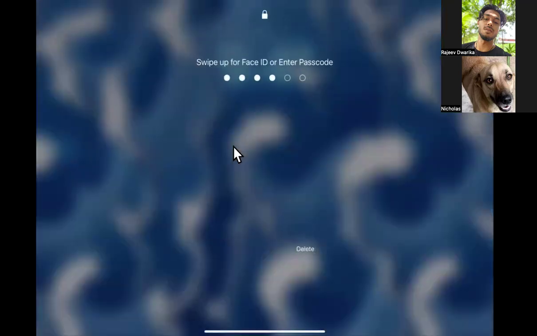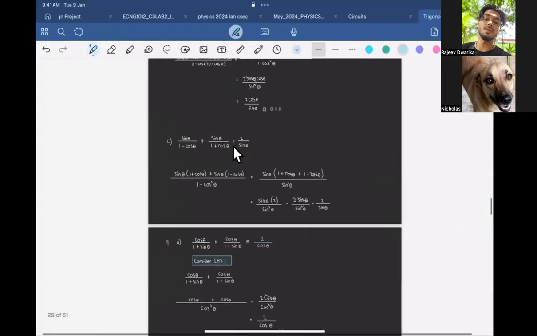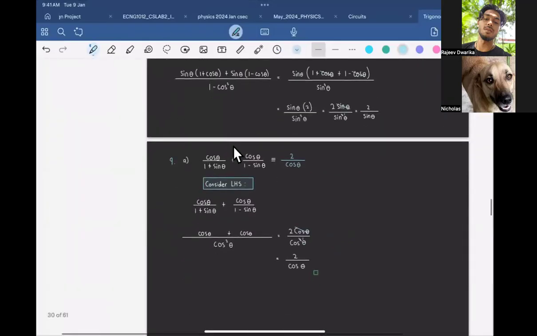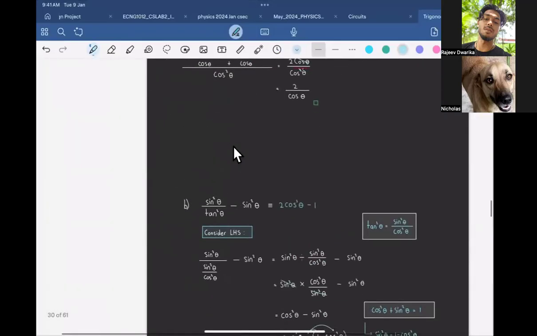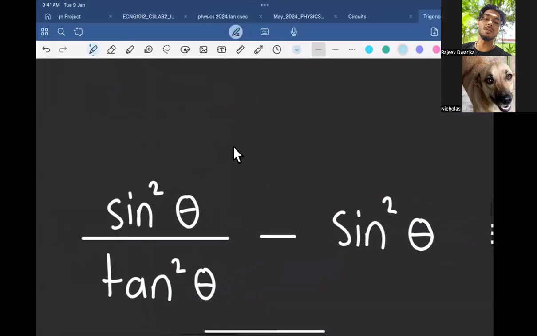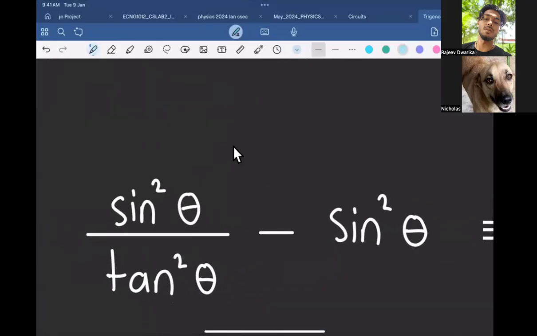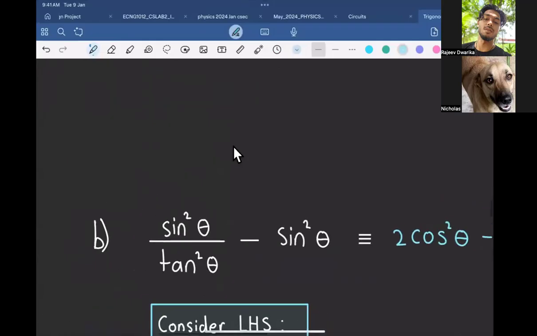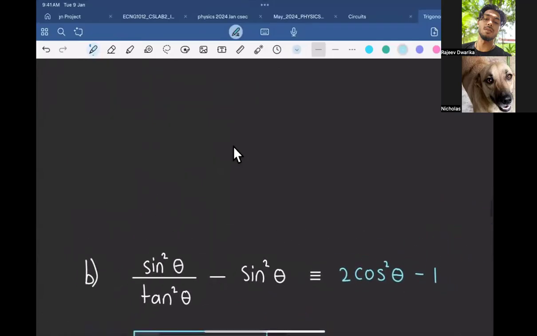Safe to say, this is too easy for you. Also too easy. See if you can do this one, and if you can't do it, we will do it together. So try to prove that sine squared theta over tan squared theta minus sine squared theta is equal to 2 cos squared theta minus 1. Should I teach in class?